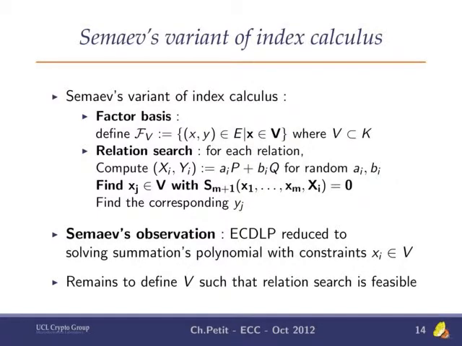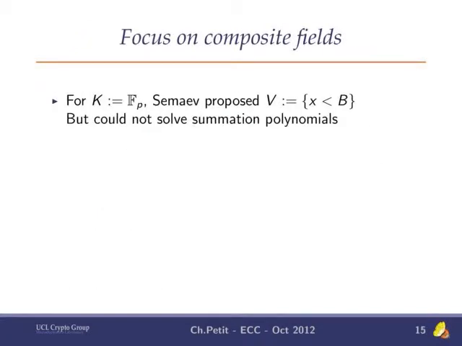But it remains to define the V such that relation search will be feasible. For prime fields, similarly to finite fields, Semaev proposed to use V as the set of elements smaller than some bound B. But unfortunately for him, he couldn't solve summation polynomials in that case.